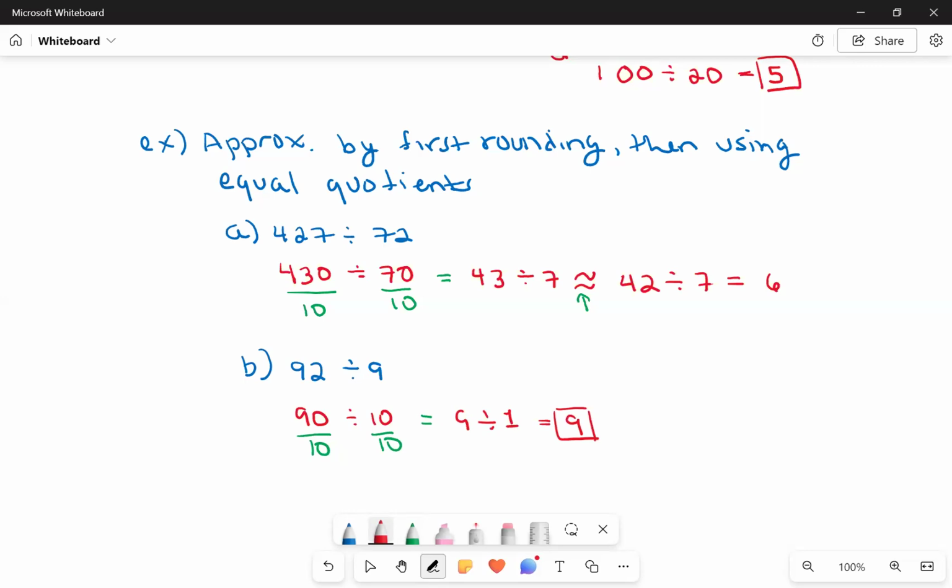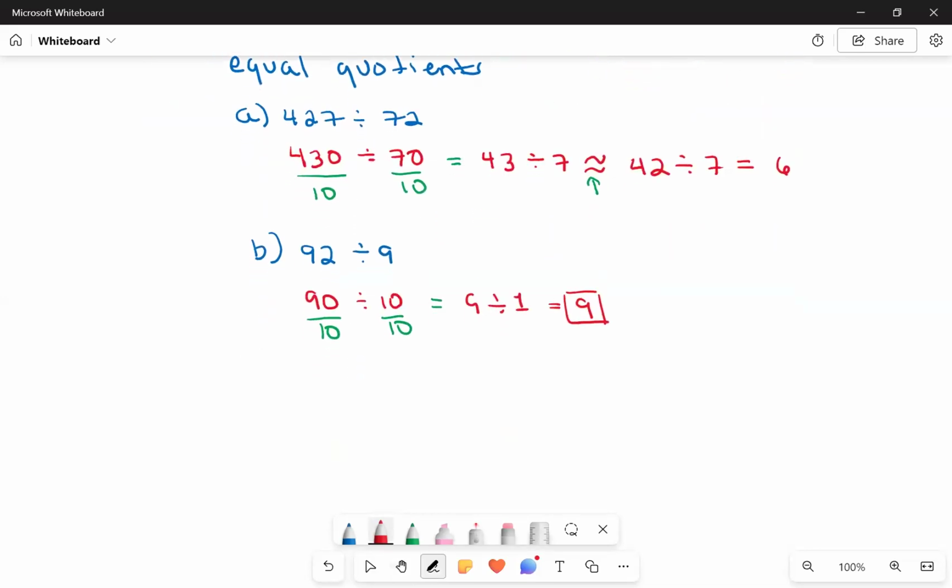Therefore, I'm going to accept your answer if it's rounded a little bit differently than maybe I would have done it, as long as it makes sense, as long as you're kind of following the instructions: rounding first, then using equal quotients. Great. So don't stress. Do your best and try to round and approximate because it is an approximation.